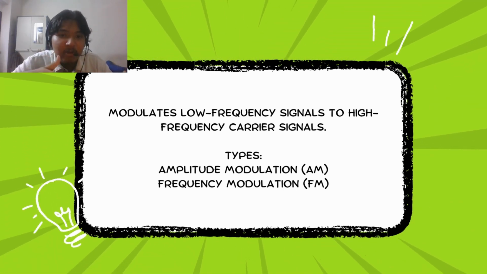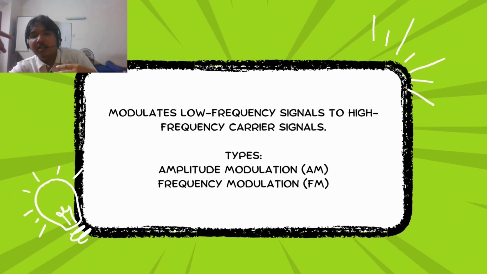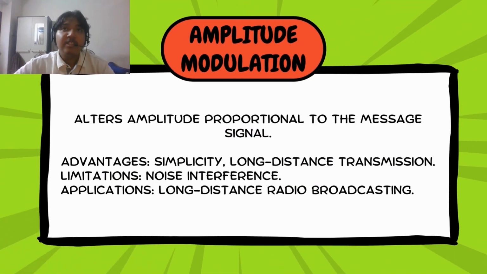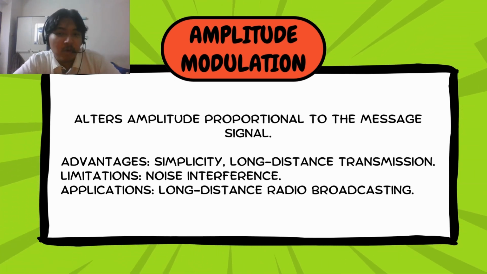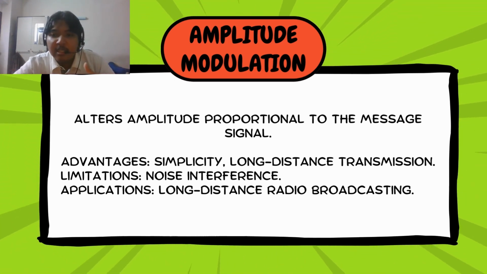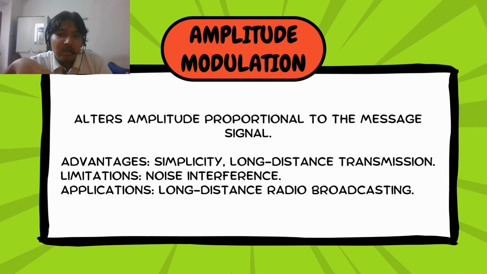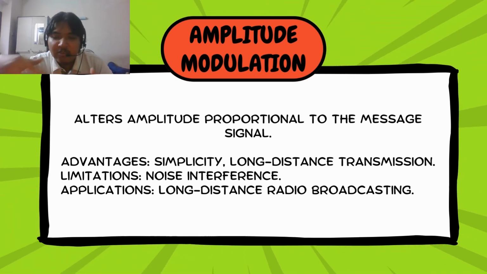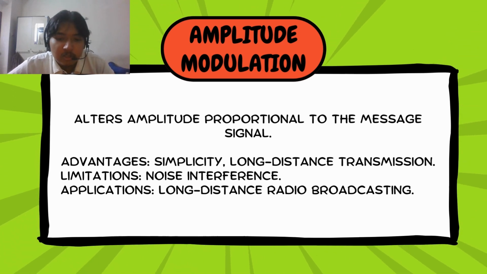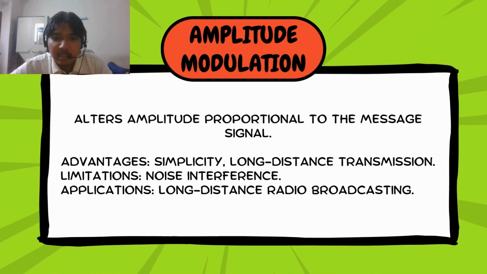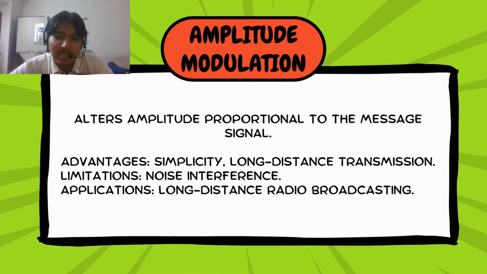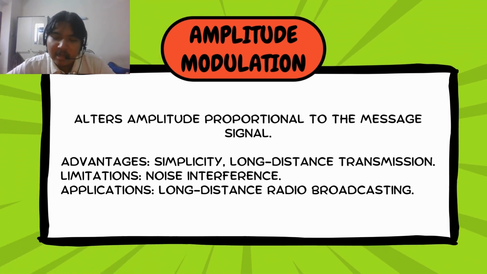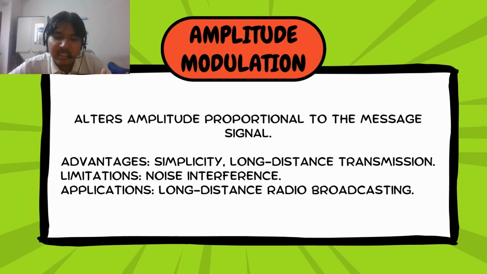The signal quality and bandwidth efficiency of the original received signal can depend on the choice of modulation technique we use. So first, let's look at the amplitude modulation. Amplitude modulation modifies the amplitude of the carrier signal in proportion to the message signal amplitude. The frequency of the carrier signal will still remain constant in this process. We are going to only modify the amplitude so that it can be transferred to the demodulator to get back the original message signal. The advantage of amplitude modulation is that it's simple and it has long distance transmission, but it is still limited by noise interference. The application of amplitude modulation is in long distance radio broadcasting and many more.